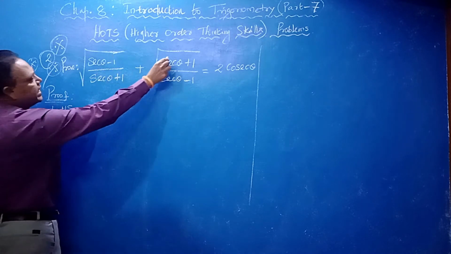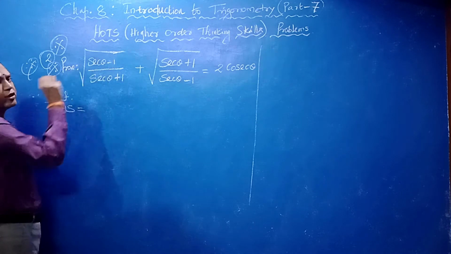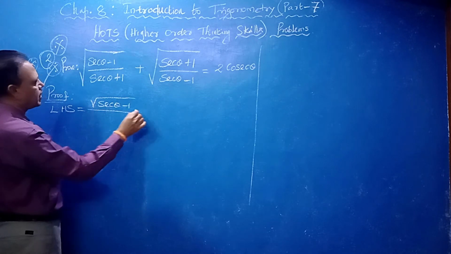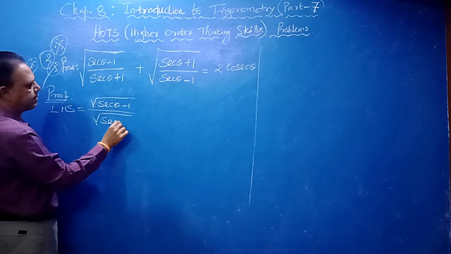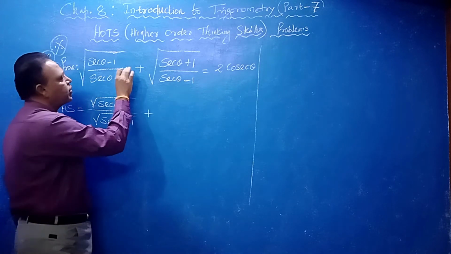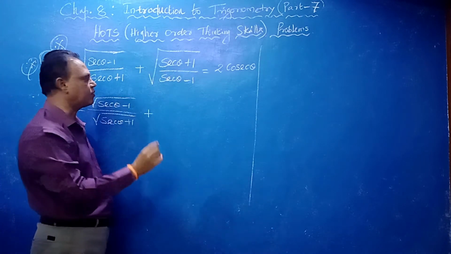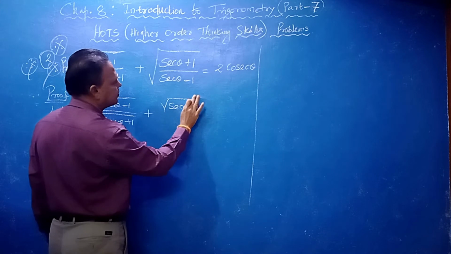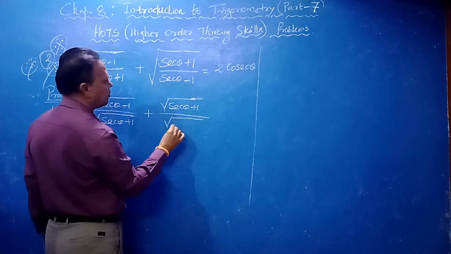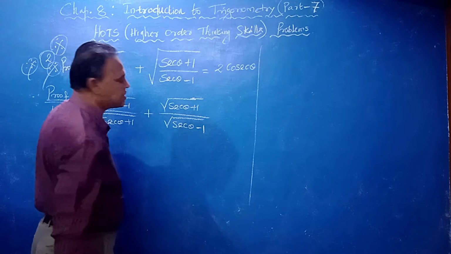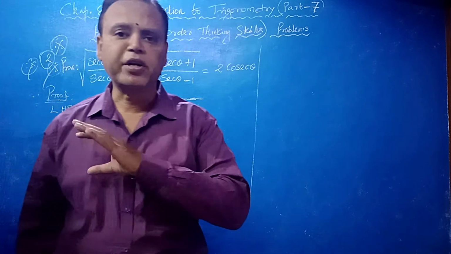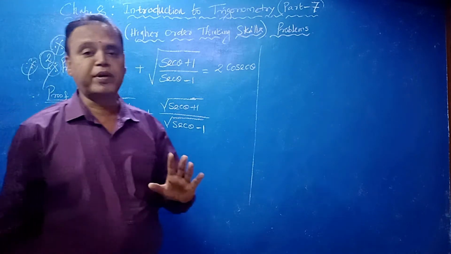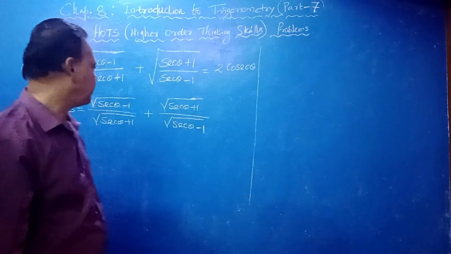While taking the left hand side, take the root of the numerator and denominator. That is the easy way. This idea is very important. You don't take a conjugate separately, because it will be a lengthy method. I will teach one shortcut method. For both numerator and denominator, take the square root separately.